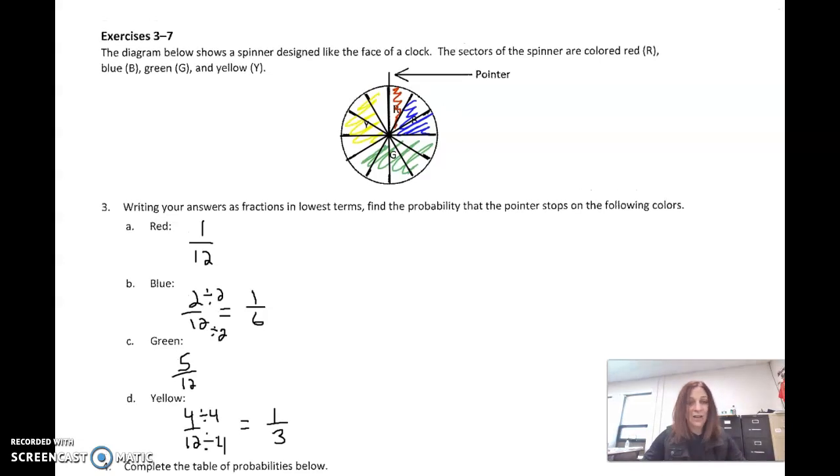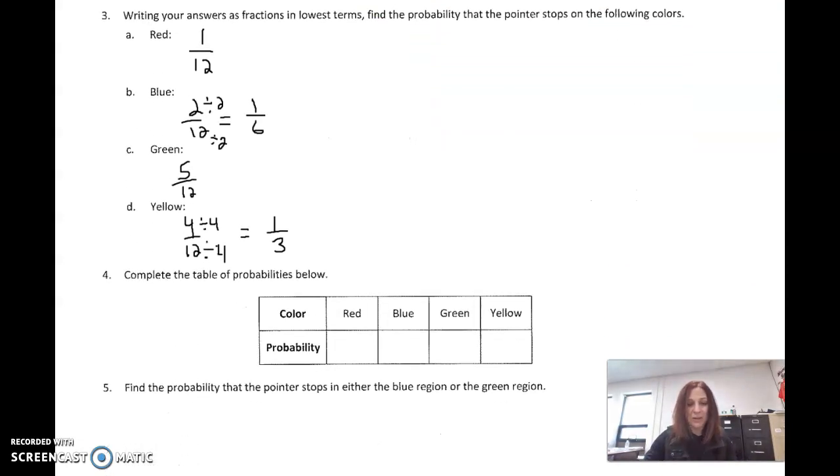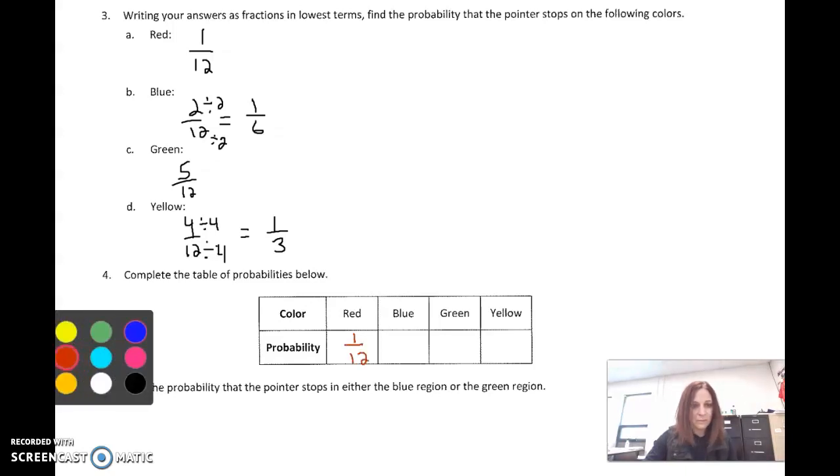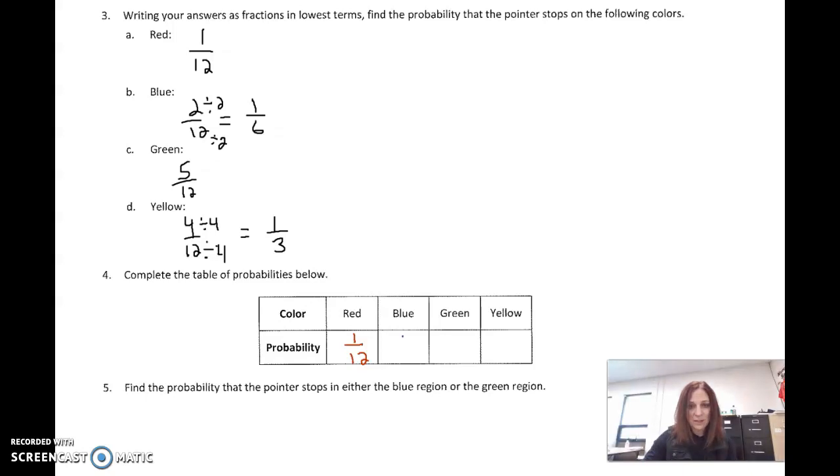All right. Let's fill that into our table here, right? Red, 1/12. Blue is 1/6. Green is 5/12. And yellow is 1/3. Okay, sorry, that one's pretty light.